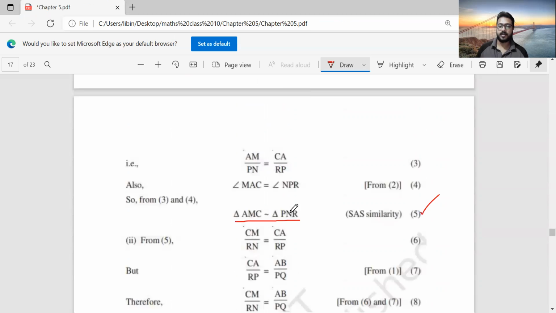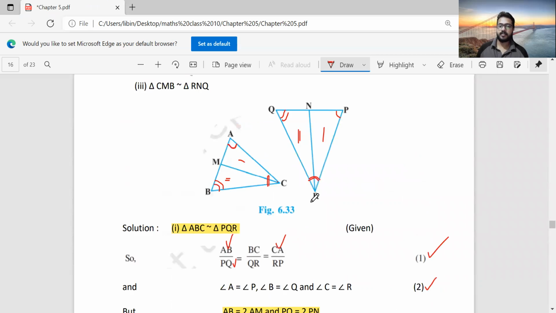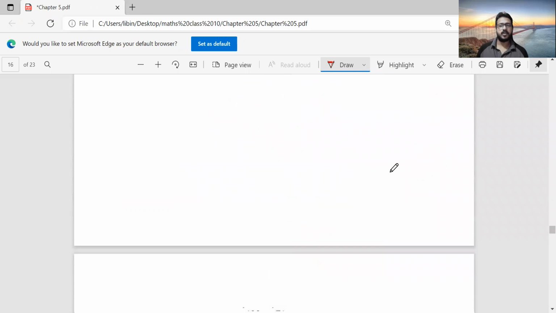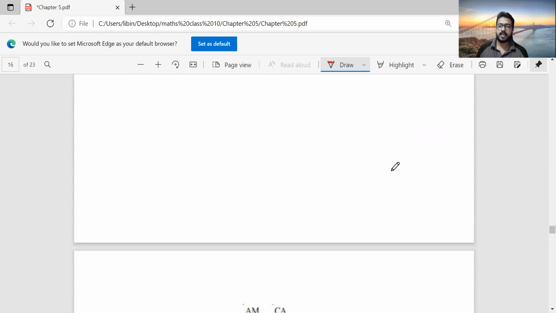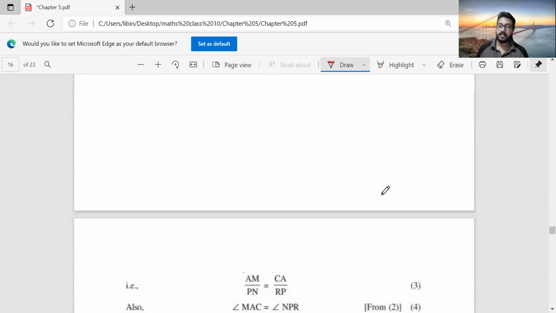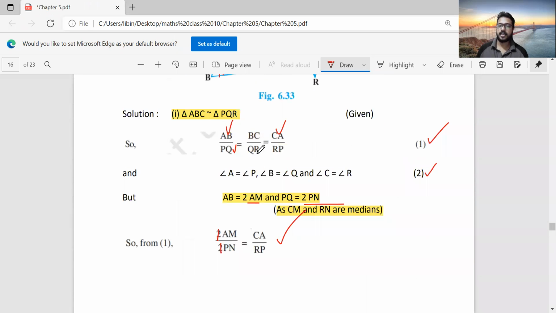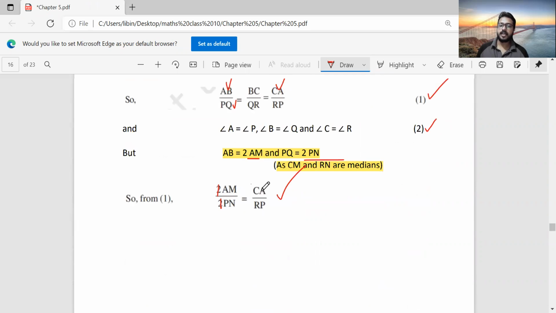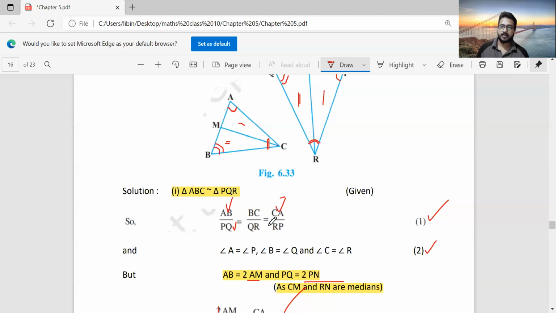CM by RN is equal to CA by RP. That is evident, CA by RP, clear. Because for similar triangles, the sides should be proportional. And we are calling it as equation 6. Now, again, look at equation 1. What does it say? CA by RP is equal to these two sides. We are taking this one.